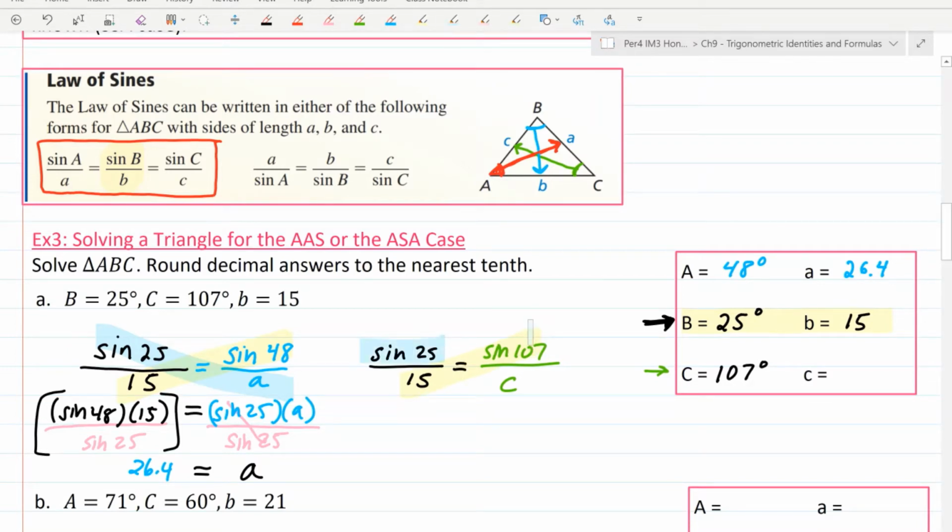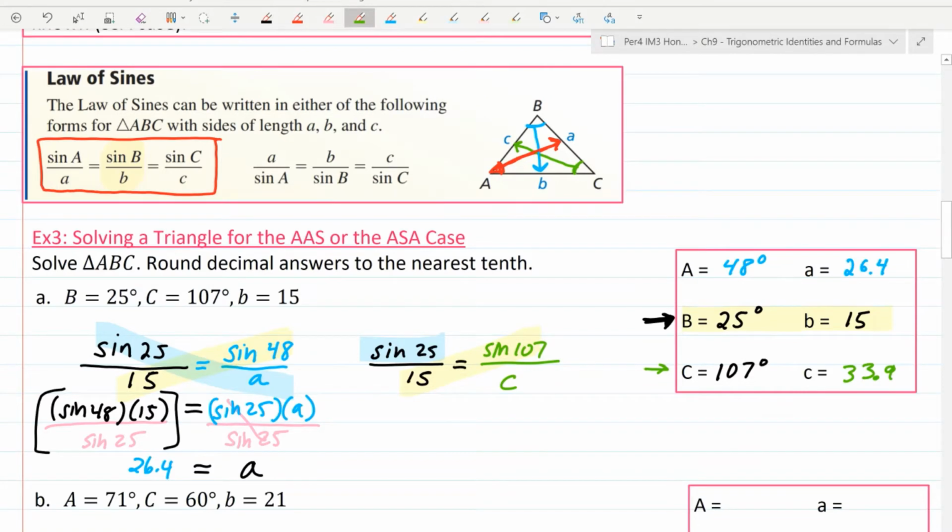So I'm just going to go ahead and run that through my calculator. You guys go ahead and do it. See what you get. I'm going to wait a second. Run that through. Sine of 107 times 15 divided by sine of 25. If you ran that through correctly, you should get 33.9.